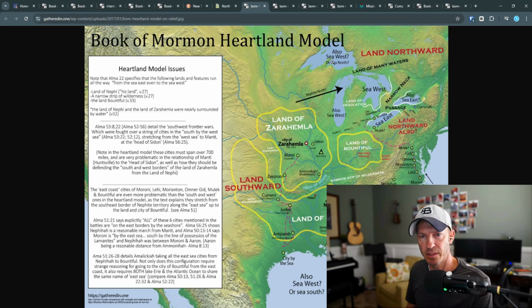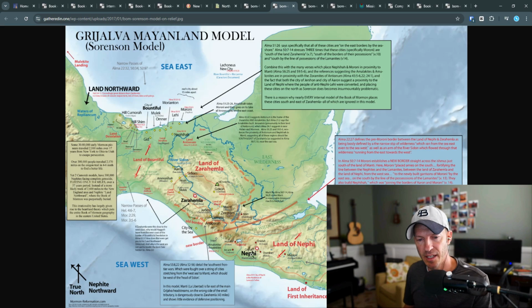But let's move on to the other models just really quick, go through them. Your head of Sidon in the Grijalva model, right? Sorensen's Grijalva model. Does it go from east to west? Maybe a teeny bit, like maybe this tiny little arm, you could say, did. Right, and his Manti is the site of La Libertad.